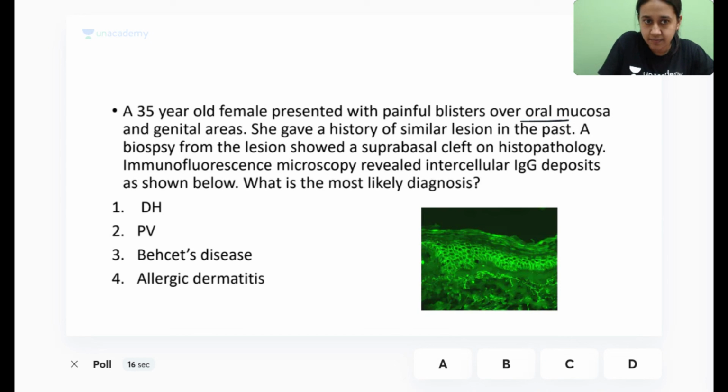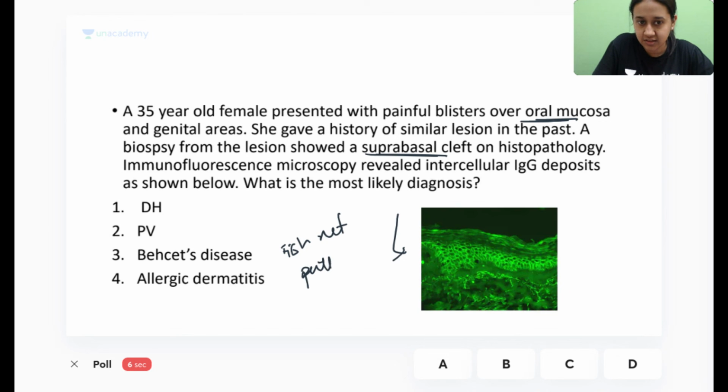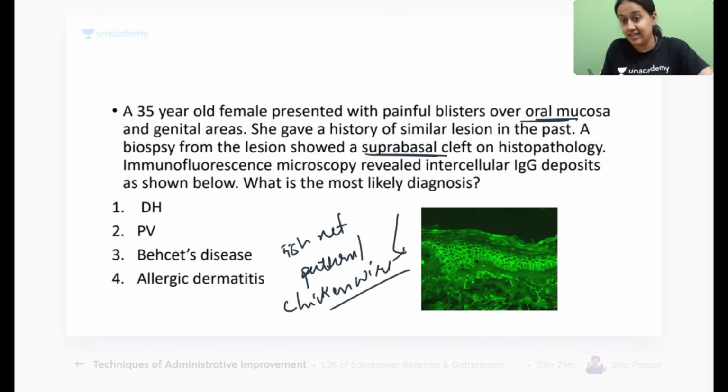Oral lesions with suprabasal cleft, and you can see a characteristic fishnet pattern or chicken wire pattern. So there's no doubt that this is a case of Pemphigus vulgaris, and option number 2 becomes the correct answer here. So with this, we are done with today's session.